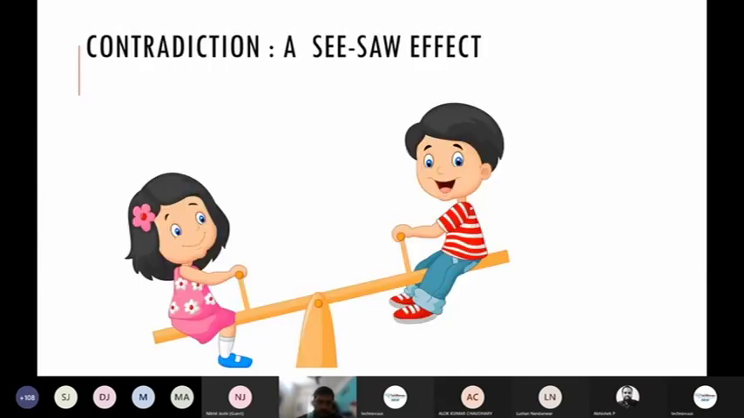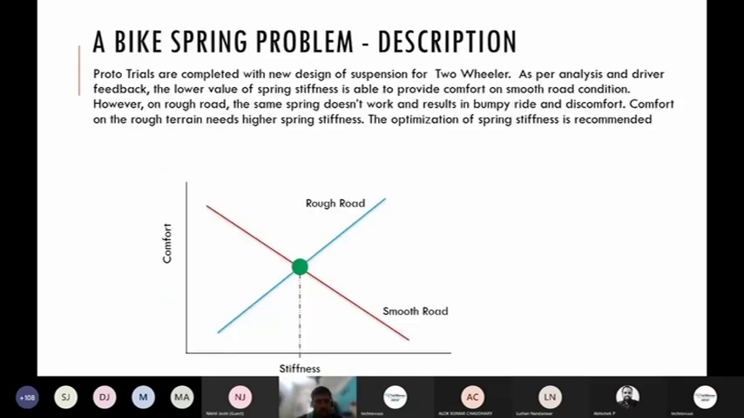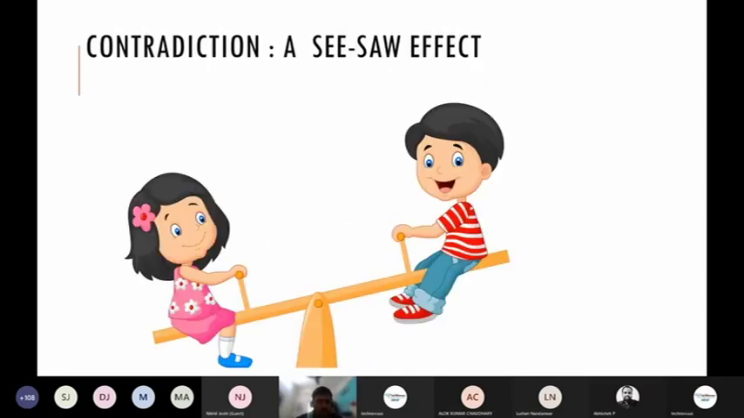Again, can you see the seesaw effect, right? Even just a simple cartoon to remember, there is a seesaw effect. You want to improve the comfort on rough road, and then the comfort on the smooth road goes down. One thing doesn't allow the other to improve. That is what we mean by seesaw effect.